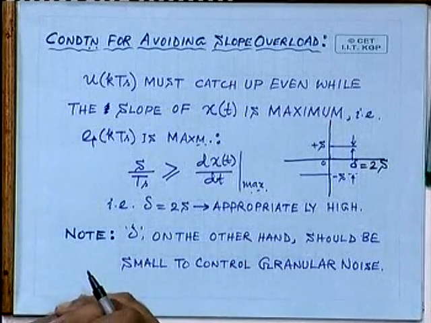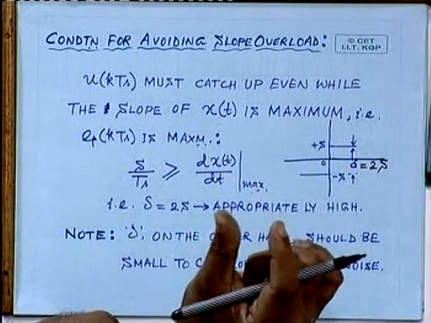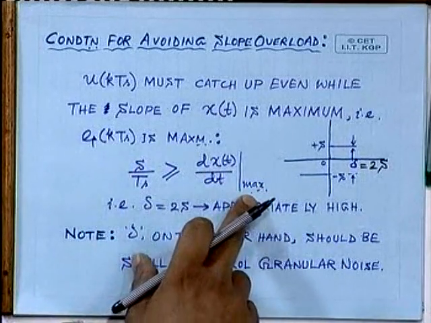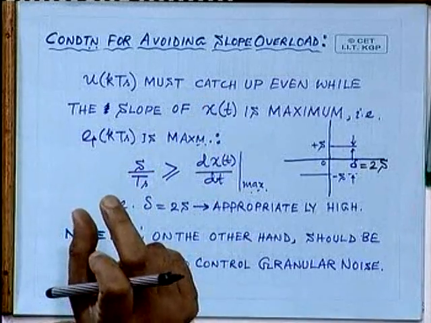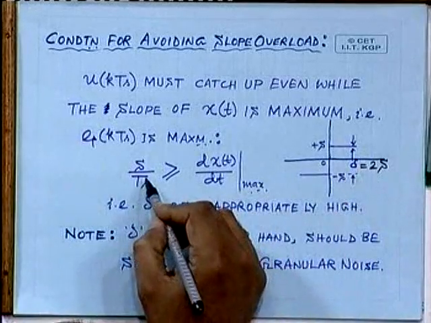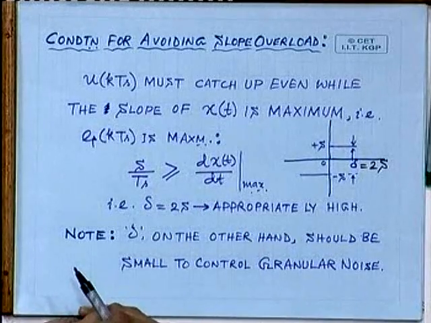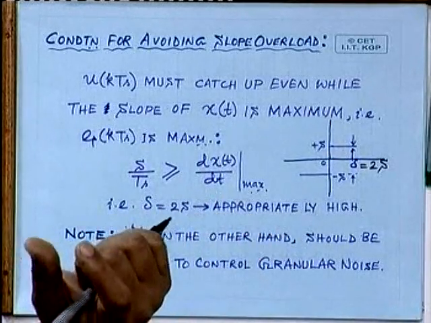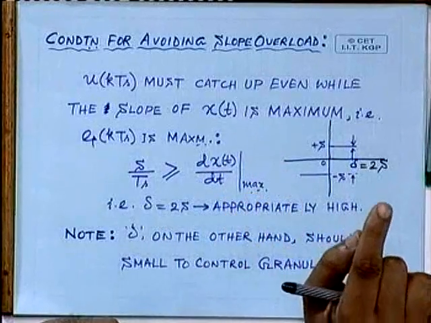Now, for dx/dt in the maximum situation when this slope is maximum, we are talking about catching up by adjusting the step size. So the change has to be greater than the maximum of dx/dt, that is the condition. What does dx/dt mean in this case? The change in the input signal over one interval. So the change is x(kTs) minus x((k-1)Ts), divided by Ts of course.